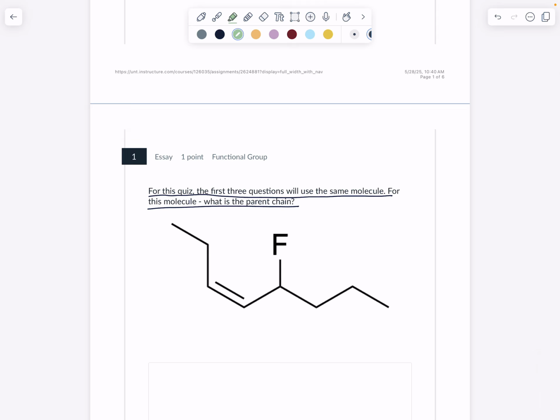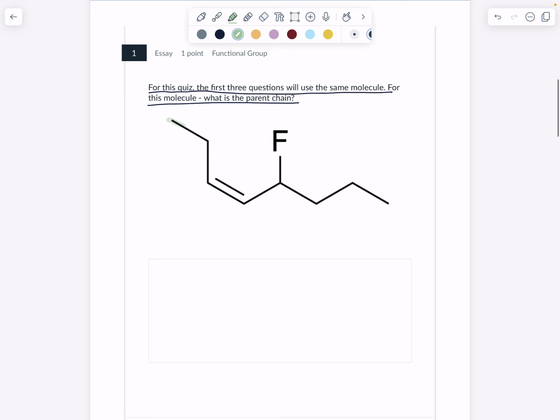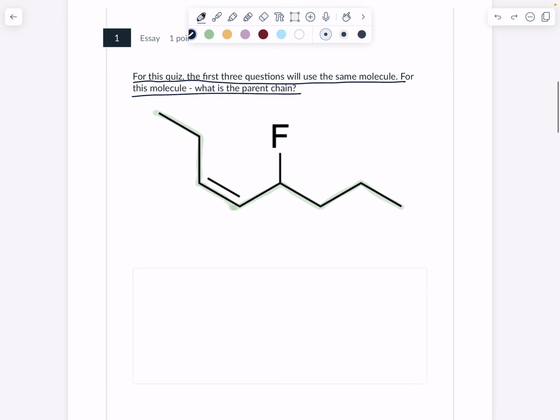So when I'm looking for the parent chain, I'm looking for the longest continuous chain of carbons, and it looks like this to me. Now, I'm not trying to trick you or anything. Sometimes there will be additional ones that you have to look out for that could be longer, and so you might have to branch, but in this case, we don't have that. So just the one highlighted in green is the only one that I see, and so I'm going to number that. And I'm not paying attention to which direction I number at this point. I'm just trying to see how many carbons are in this chain, and it looks like 8.